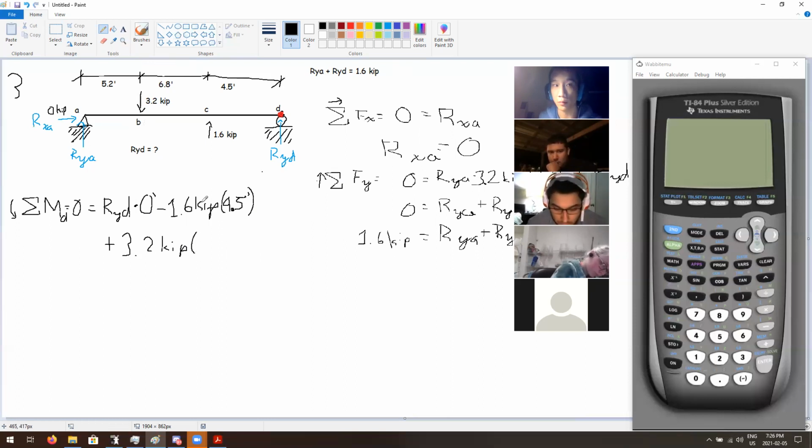times how far is it away from D? Just gonna add these two measurements together. It's this measurement plus this measurement. It's that far away from D. Gonna turn on my calculator. So 6.8 feet, 11.3. Faster than the calculator. 11.3 feet.